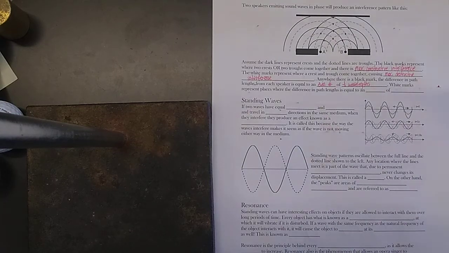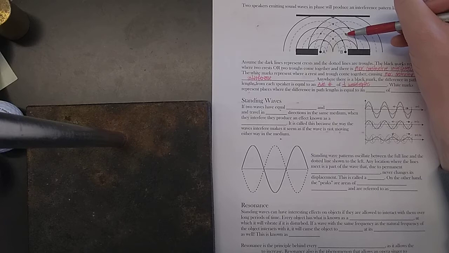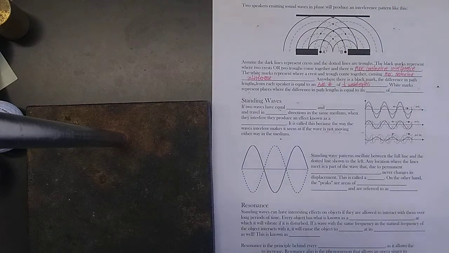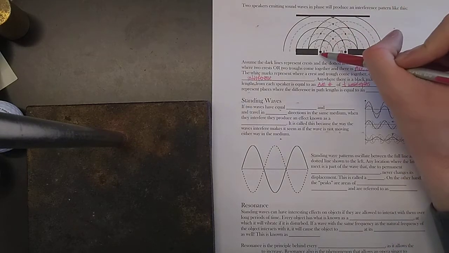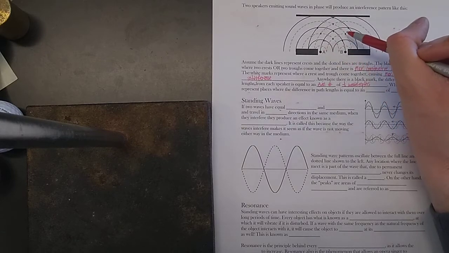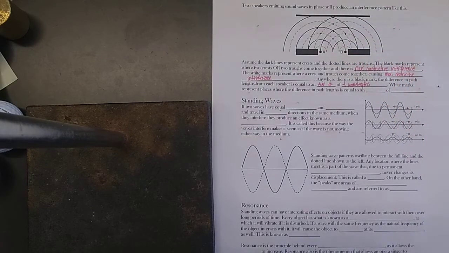Those waves are in phase. This black mark is 1.5 wavelengths from B and 2.5 wavelengths from A. That means that the phase difference is 0 because there's 1 full wavelength of distance in between. We have both troughs. And I just want to point out, 2 troughs does not mean destructive interference. That's still constructive because it's 2 waves that are in phase with each other.